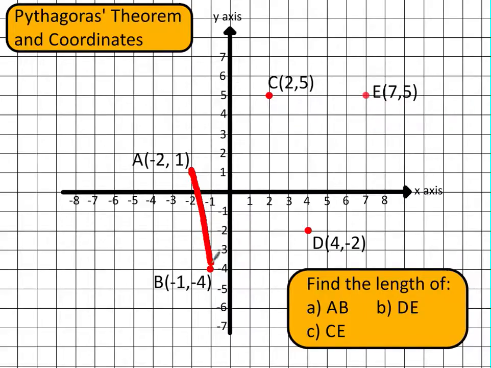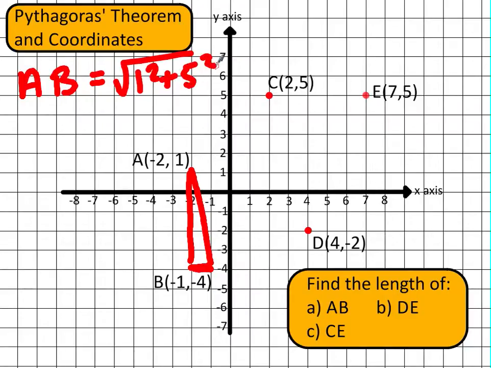Now, if you think about it in terms of a right angle triangle, well, we could work out the bottom of that triangle there. If we count the squares, it's a difference of 1. And we could use the coordinate points to work out the height of that triangle as well. So what we can actually do is form a triangle where we can use Pythagoras' theorem to work out the answer. So we've got 1 across and we've got 5 up. So the line AB is going to be the square root of 1 squared plus 5 squared, which will give us 5.1. We don't need units because the original question doesn't have any units.